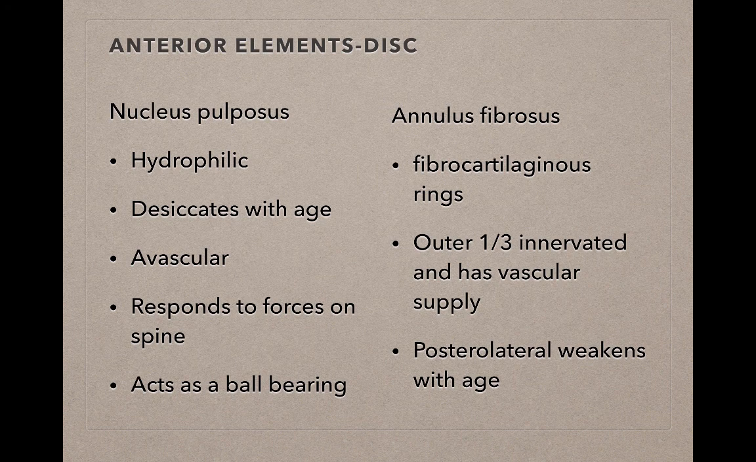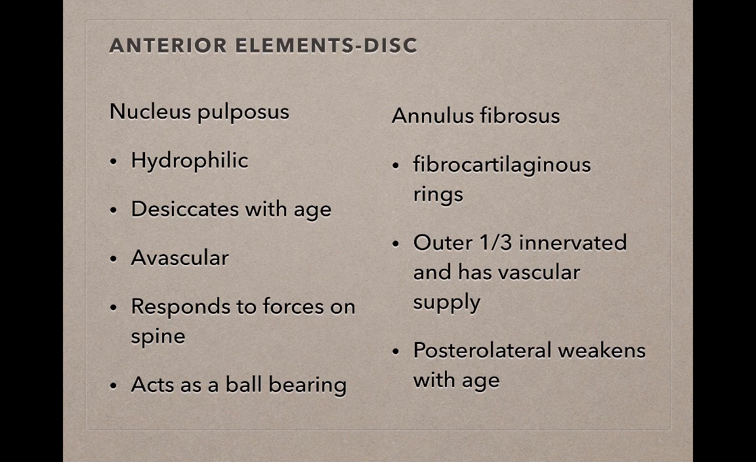The nucleus is avascular and also aneural. And as you age, the nucleus pulposus will desiccate, and this can contribute to some loss of mobility at the spine.